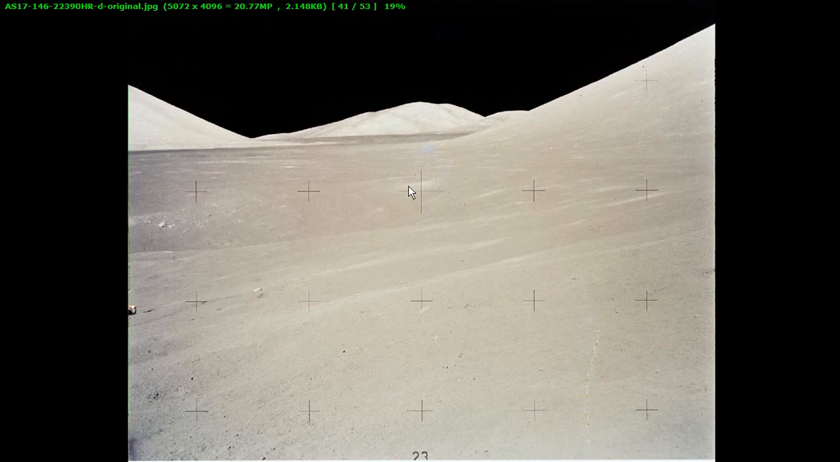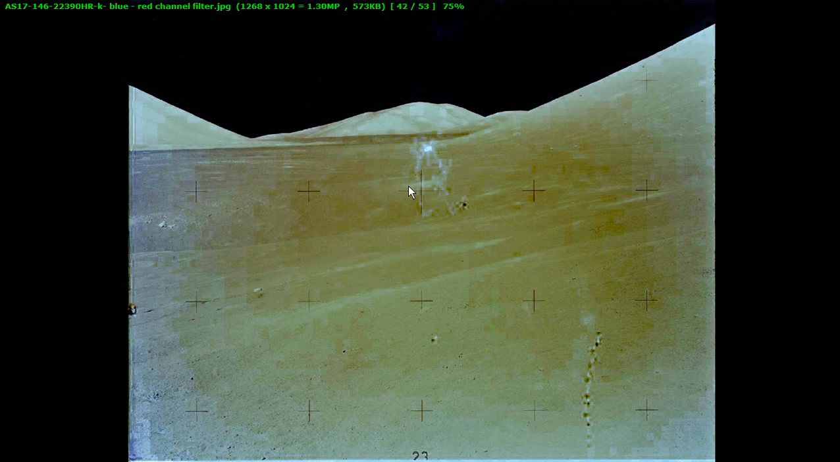When we look at the blue man in different contrast layers and filters, we see this. Now, isn't that interesting? What are we looking at? I don't know.